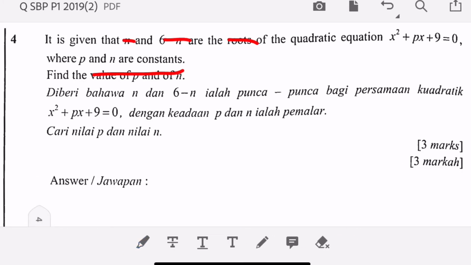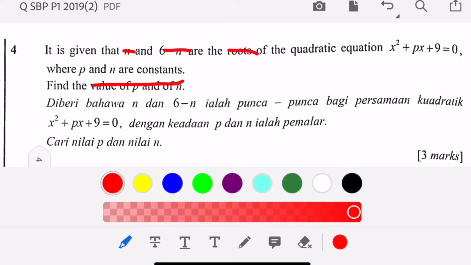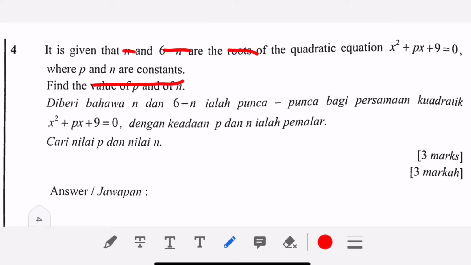Okay, so in your coming SPM exam, you look at the table, the formula list, it is not given. It won't be given. So please remember the formula. SOR is negative B over A, POR is C over A. So, okay, now we write the roots first. Roots are x equals n and x equals 6 minus n.